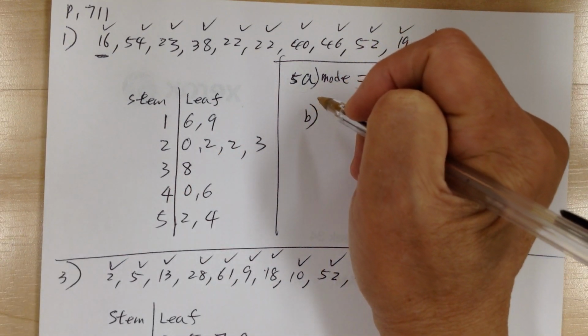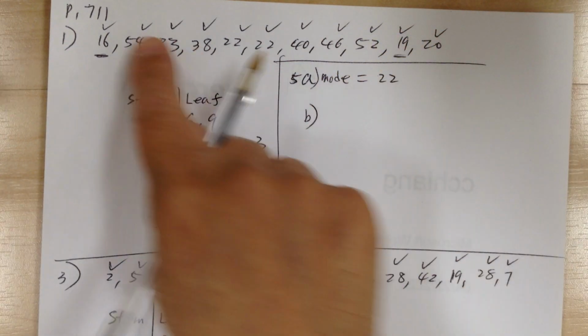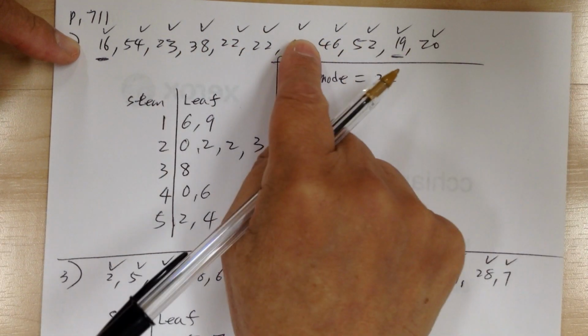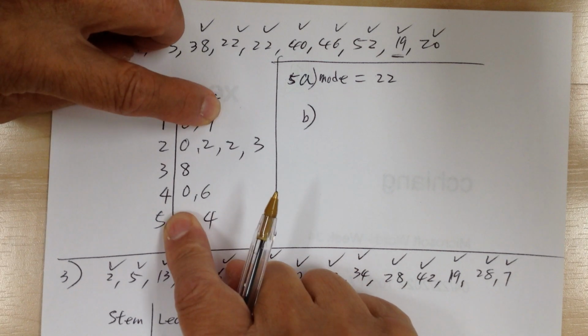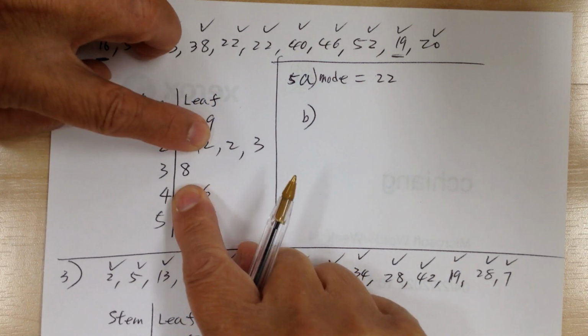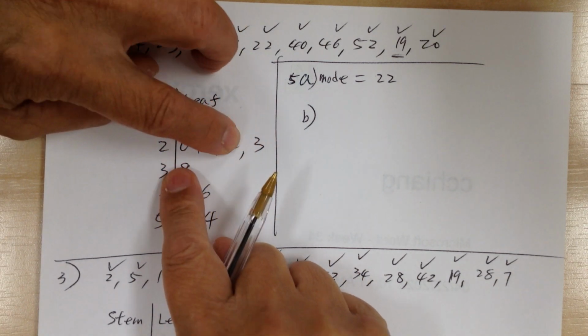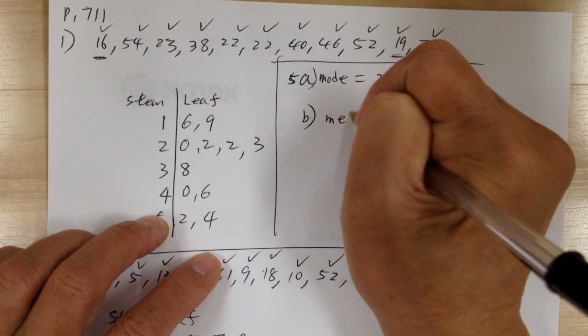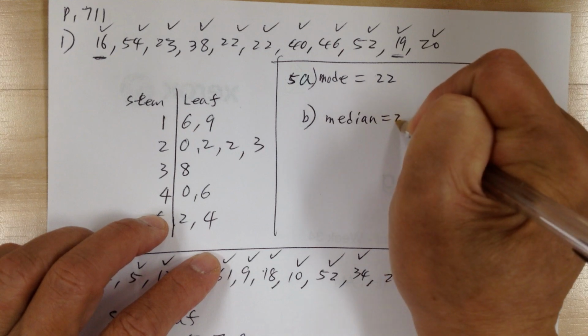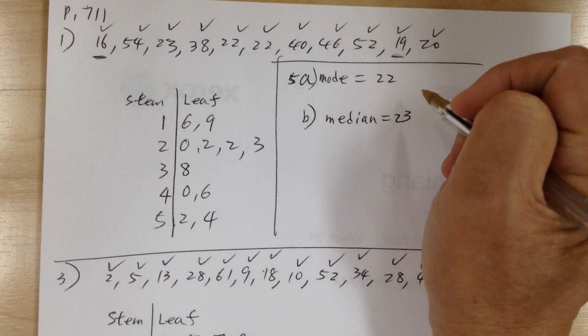And the B, you have to find the median, the middle number. Now, this is all scrambled, so you don't want to use this one. So you want to use this one. So it'll be like this. I can go from the lowest to the highest, okay? And just go like this, and just move one number at a time. And so the 23 is your middle number.